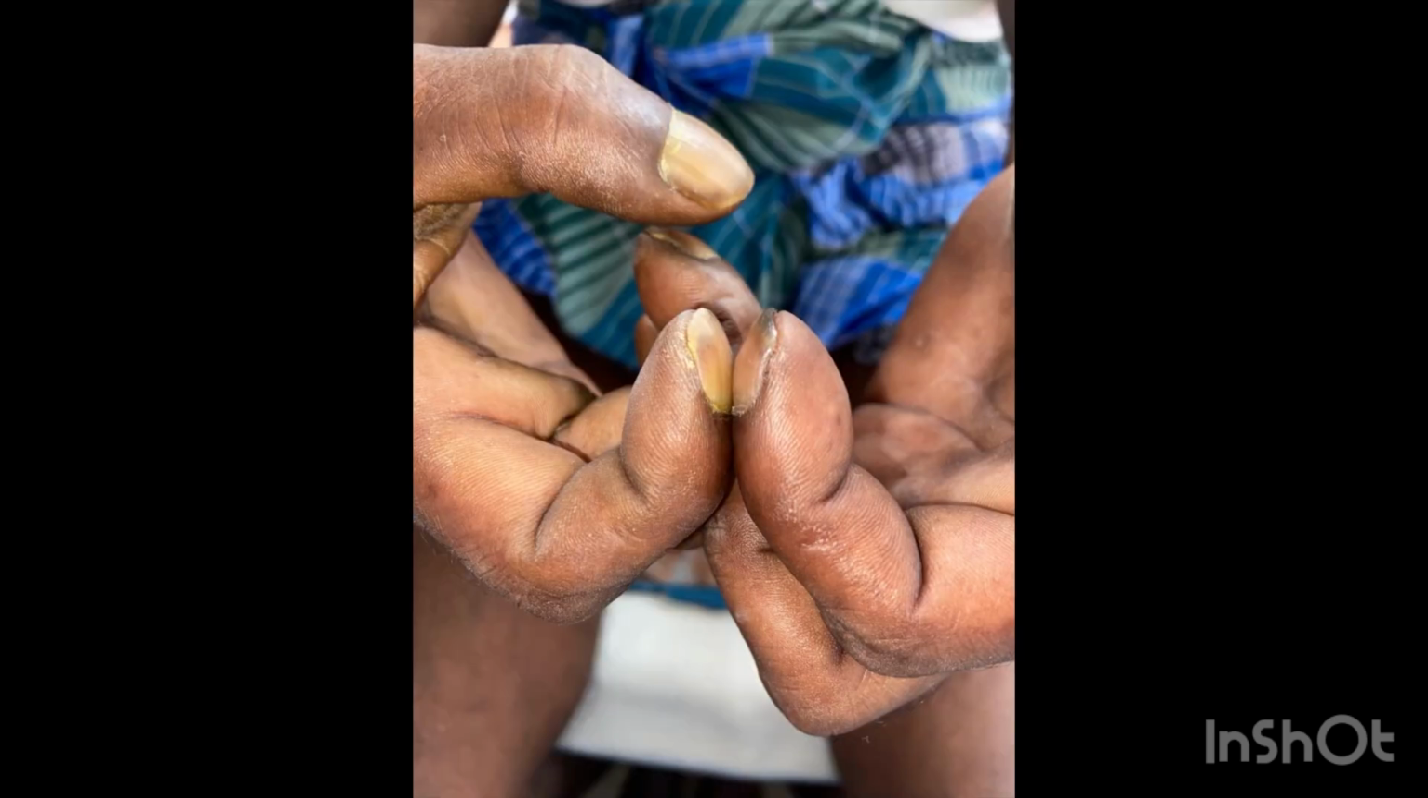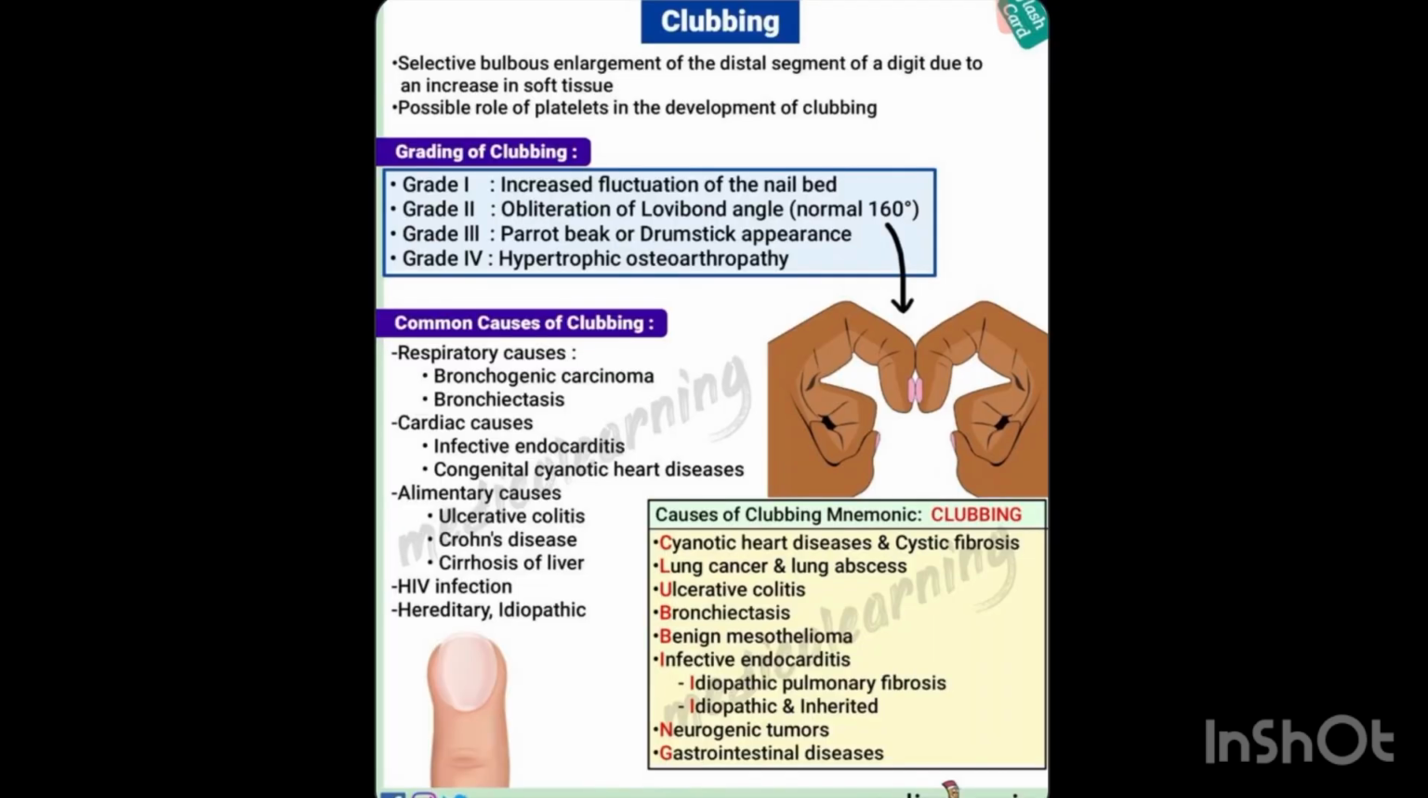Then look for Shamrock sign, where the diamond shaped gap disappears, which is normally present when two normal fingers are opposed. Then causes of clubbing and grading of clubbing are given in this picture.